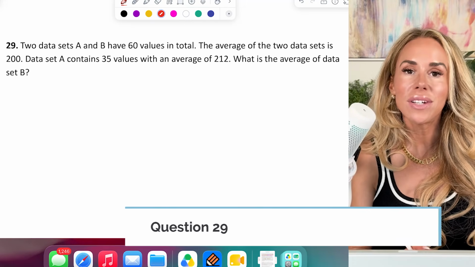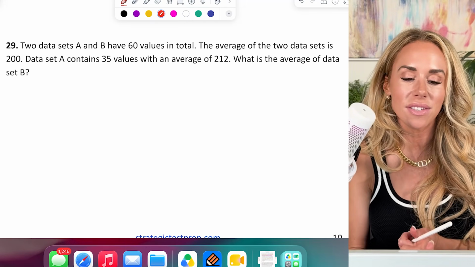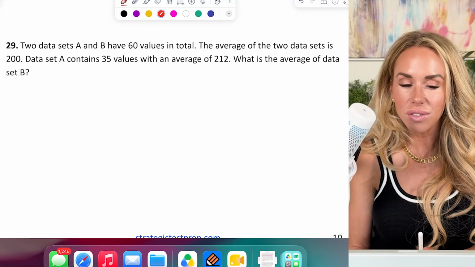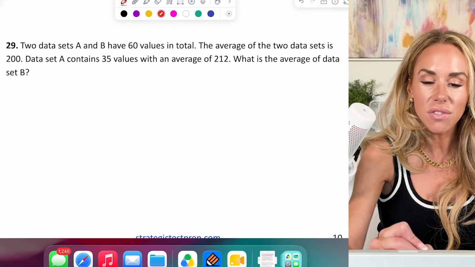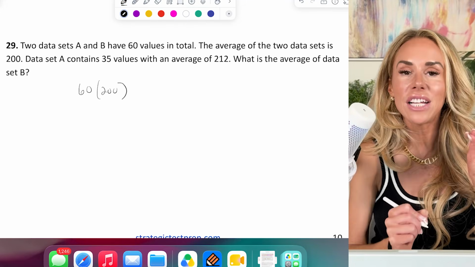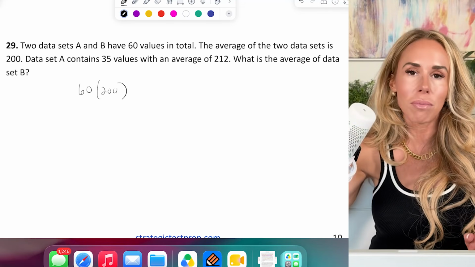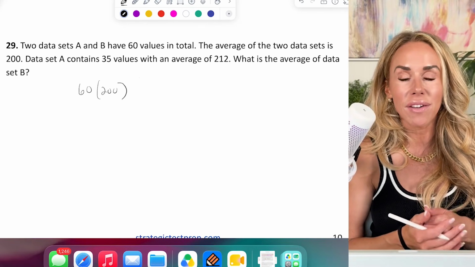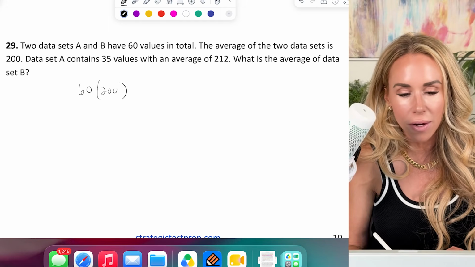All right, this next one is testing mean, and it's a weighted means question. So it says 2 data sets A and B have 60 values in total. The average of the 2 data sets is 200. Okay, so if there's 60 values in total and the average is 200, we're going to pretend each one of those is 200. One might be 199 and one might be 201. We don't know all 60 individual values, so we're just going to weight each one as 200.